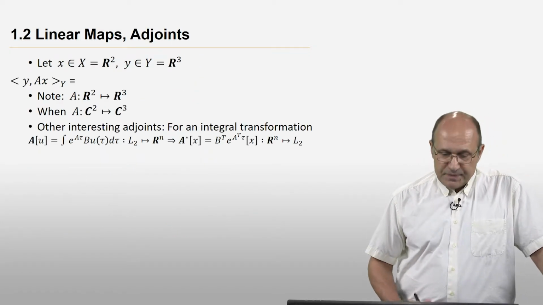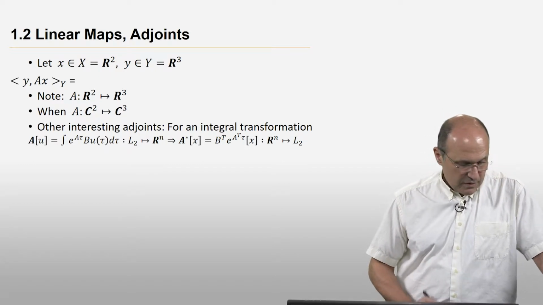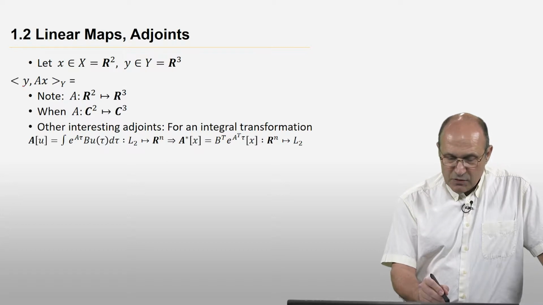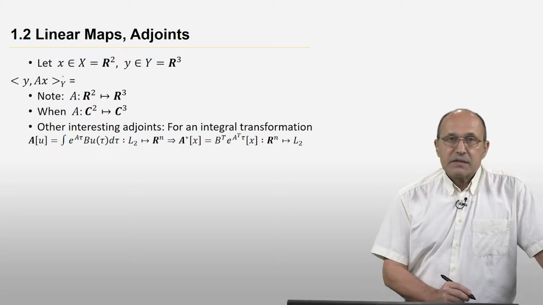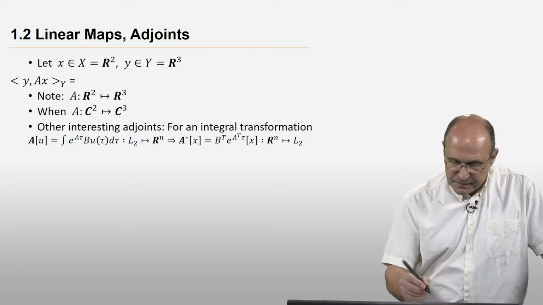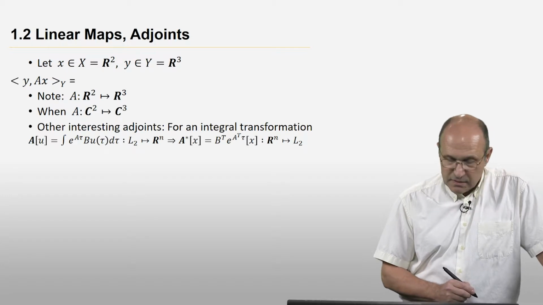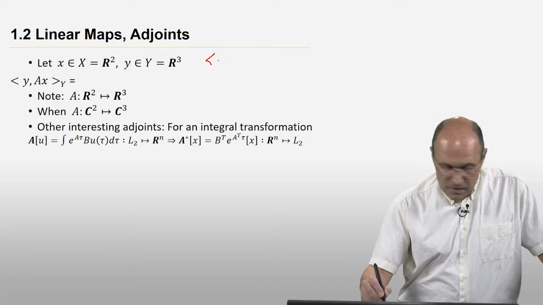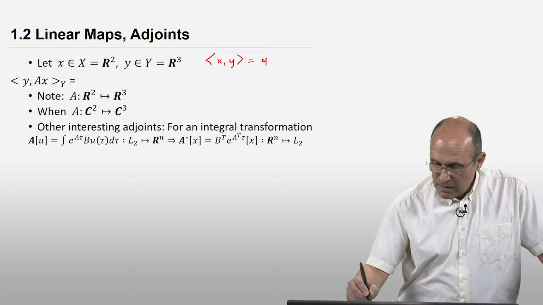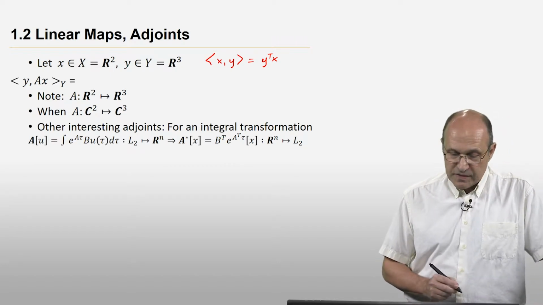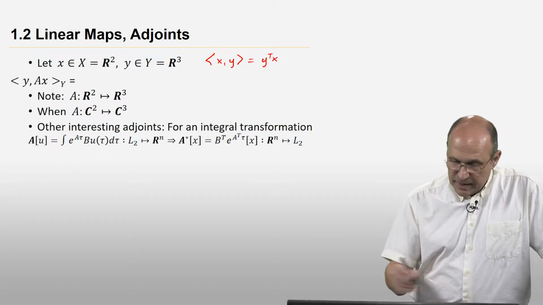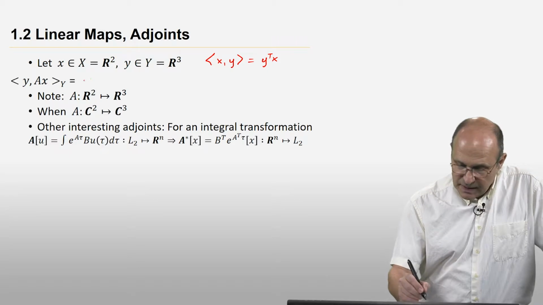It's time to do some derivations and see how something like this can work out. I take the inner product of y with Ax. Y is an element in the codomain, and x is an arbitrary element in the domain. Using the definition of the inner product as y transpose x. This is the standard definition in the Rn spaces that we have seen so far. So the inner product here in the codomain, which is R3, is going to be Ax transpose y.